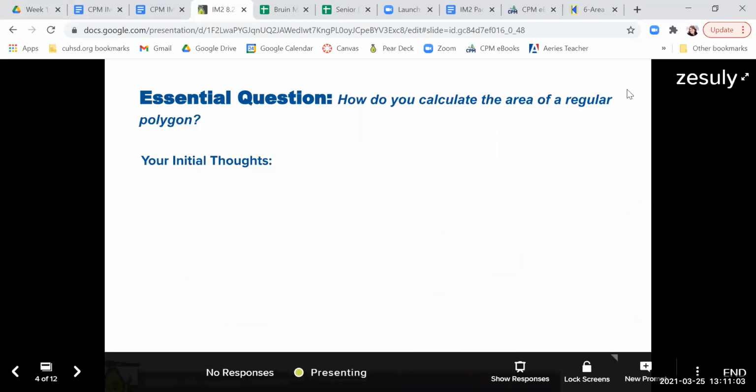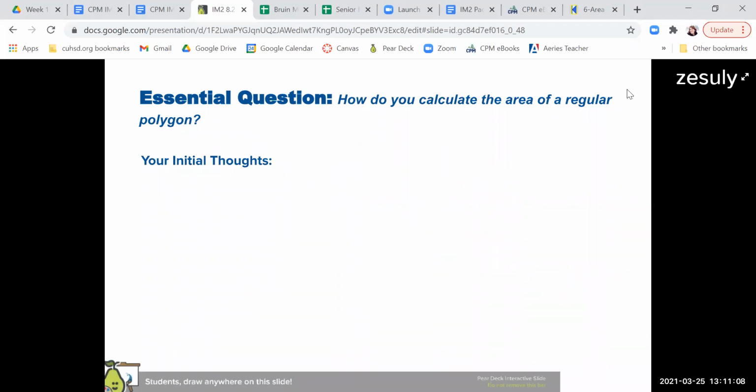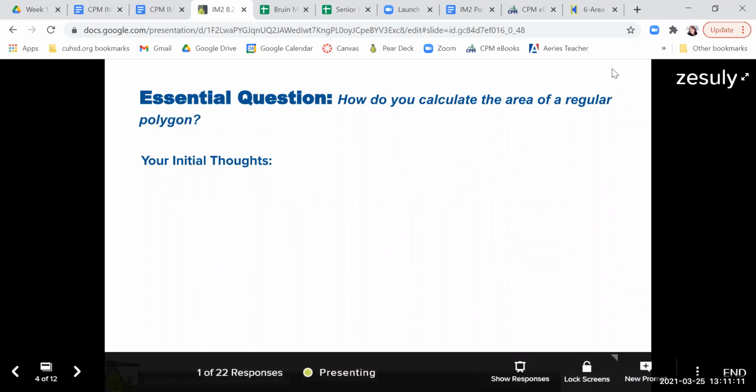So our essential question is, how do you calculate the area of a regular polygon? And of course, it's okay to not know at this point, but go ahead and jot down your initial thoughts.